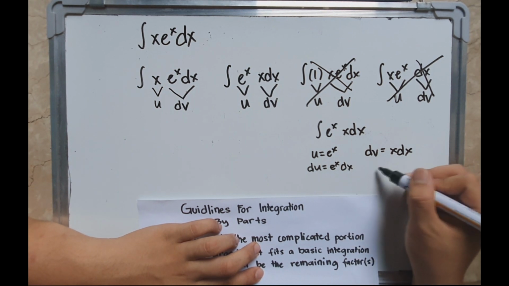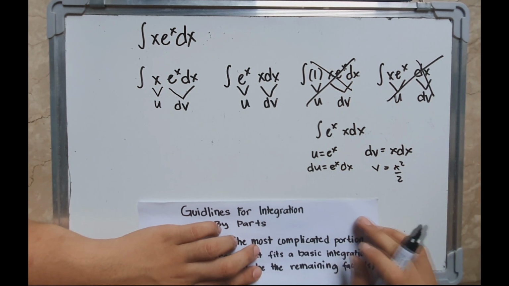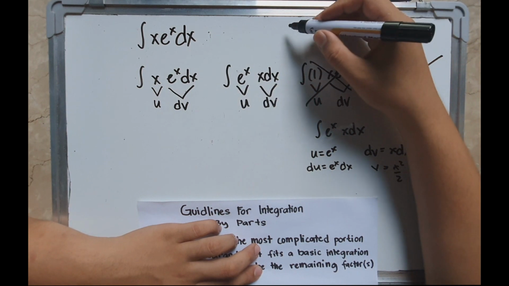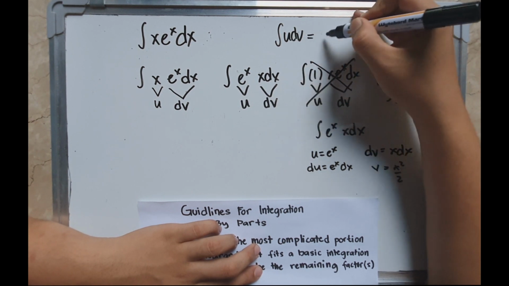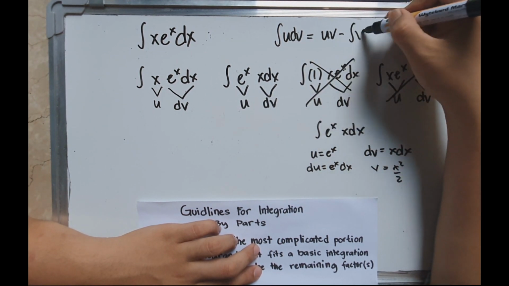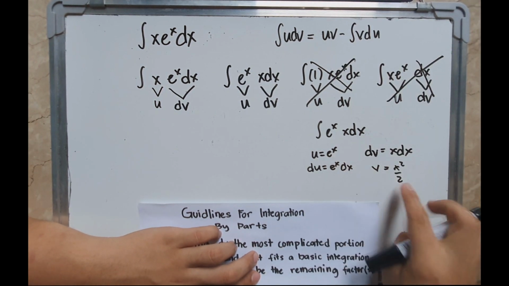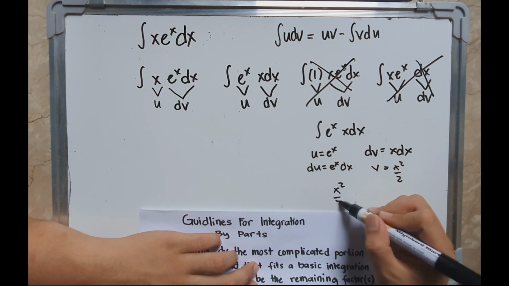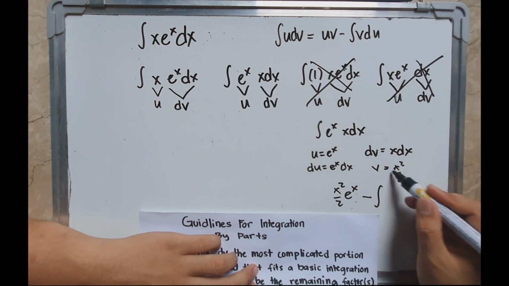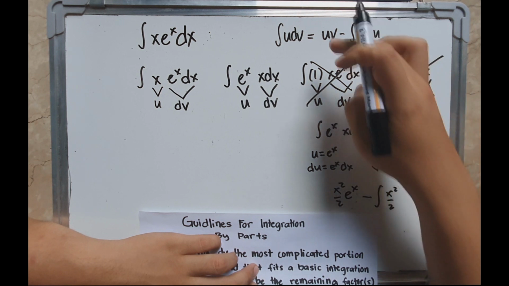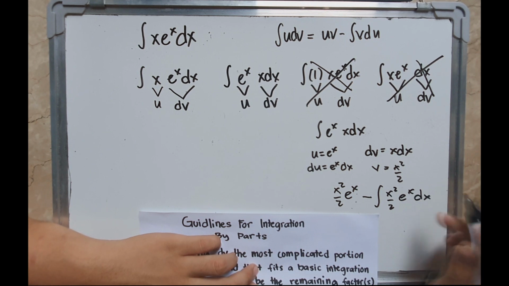The integral of x dx, by the power rule, is x squared over 2. Now notice, we will be applying the formula of integration by parts: the integral of u dv is equivalent to uv minus the integral of v du. Let's multiply u times v. We have x squared over 2 times e to the x, minus the integral of v, x squared over 2, times du, e to the x dx.